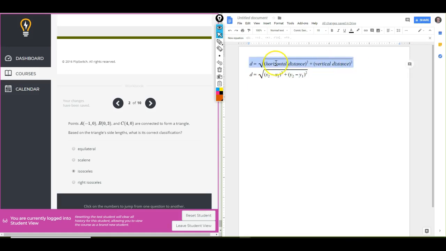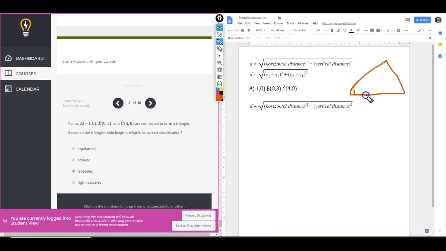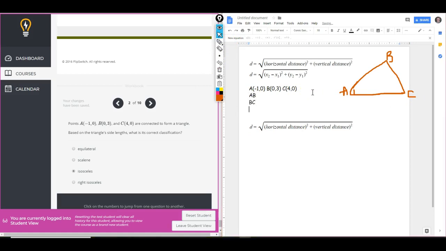If we were to use this, we would just know our points, and we would have A is at -1, 0, B is at 0, 3, and C is at 4, 0. So in a triangle, if you're just visualizing it roughly, we have A, B, and C. Let's pretend that that comes to a point. So there's A, B, C. So remember that we have side lengths AB, we have a side length B to C, and we have a side length A to C.